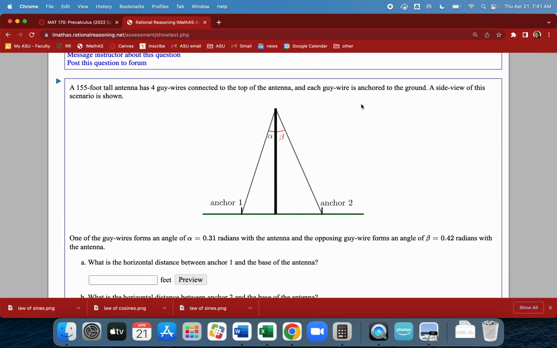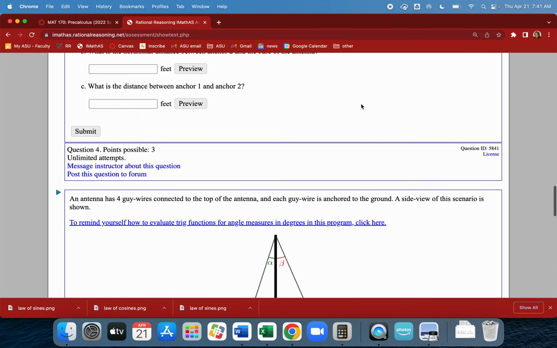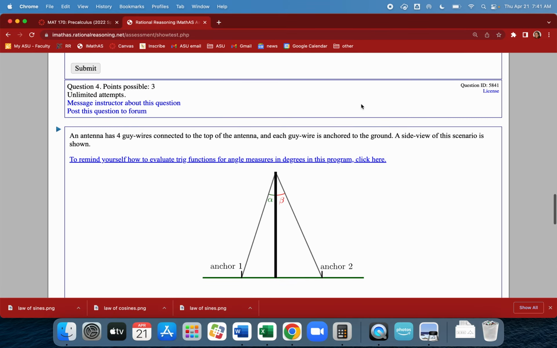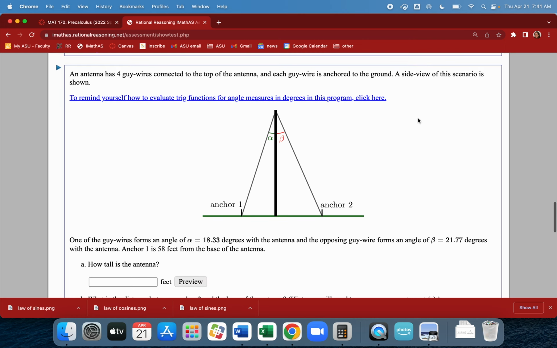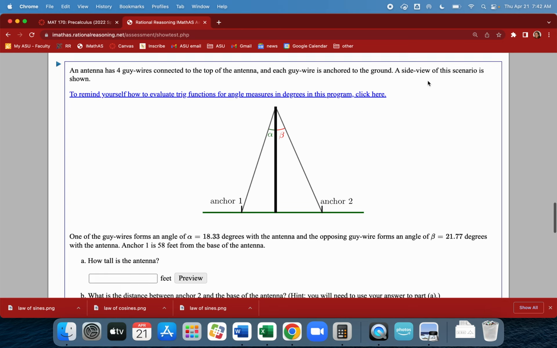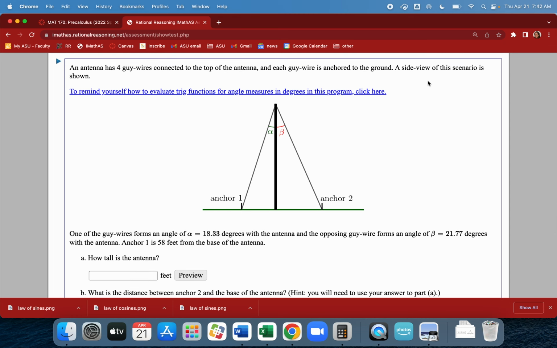Let's see. Here we go. One where there's unknown angles. So this antenna has 4 guy wires, these supporting wires that are making it stand stationary. So it's anchored to the ground, tethered to the ground. Here's the side view of what we've got. And again, you're going to have different numbers in yours, but I just wanted to go over this solving for angles piece.